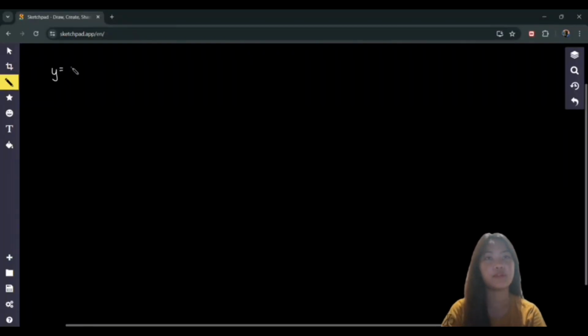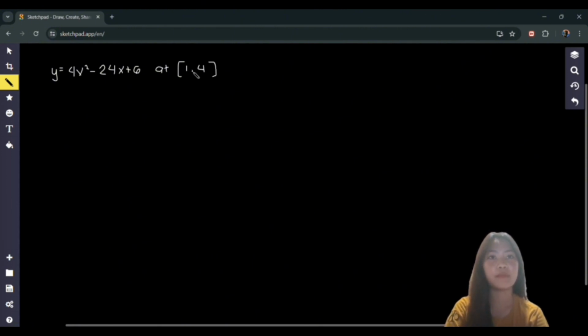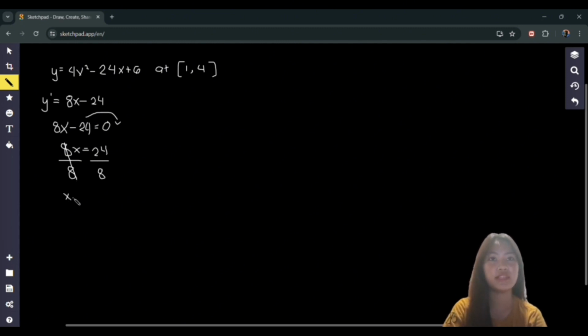The next example is y is equal to 4x squared minus 24x plus 6 at 1 and 4. The first step is to find the derivative of the given equation, which is 8x minus 24. To find the value of x, equate the derivative to 0, then transpose negative 24. Then, divide both sides by 8 to get the critical point, which is 3.